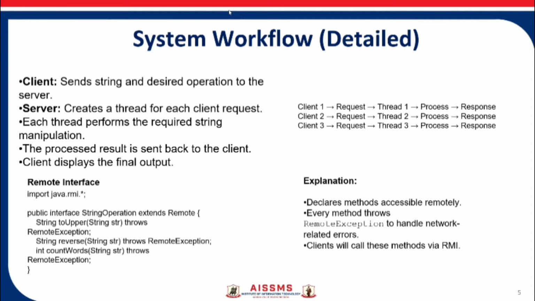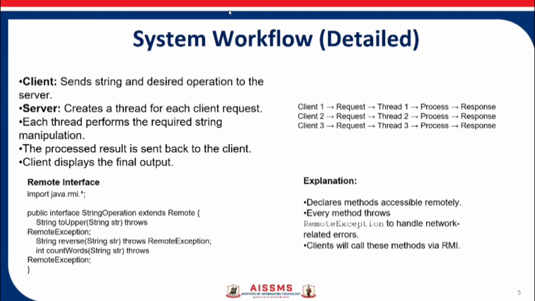Method invocation. When the client calls a method, say toUpperCase of the string hello, the stub takes that call, serializes the parameter, and sends the request across the network. Server processing. The server receives the call via the skeleton, deserializes the data, executes the toUpperCase method, and converts the lowercase hello string into uppercase hello string. Response delivery. The server then sends the result back to the client stub, which finally delivers the uppercase hello string to the client program.